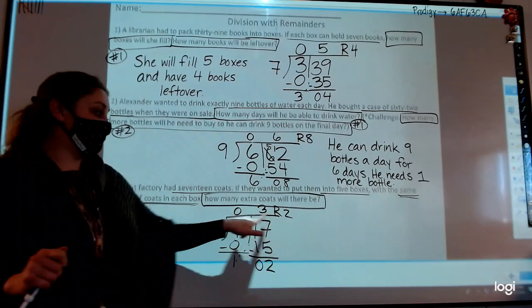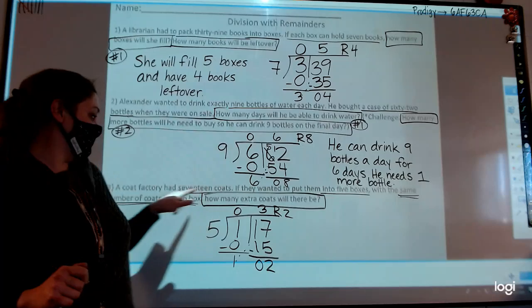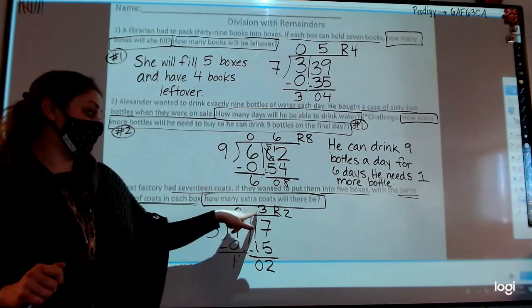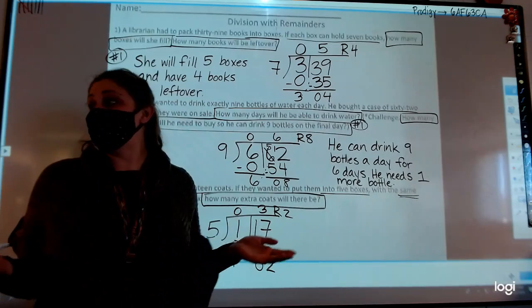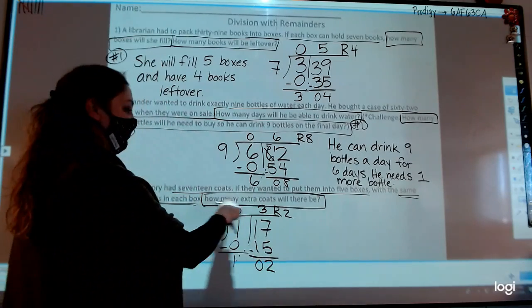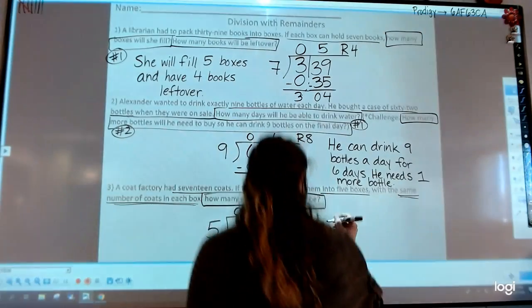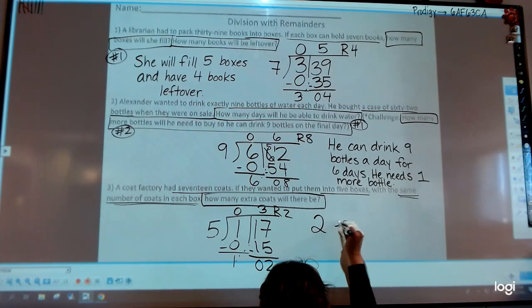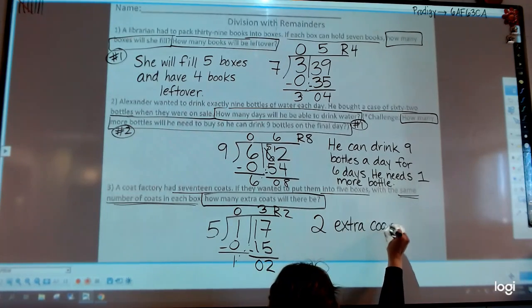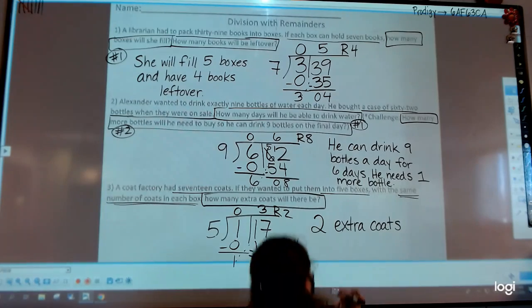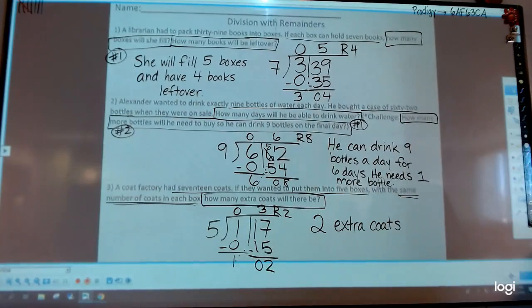Okay, so there's 17 coats. We could make 3 boxes of 5 coats, and then there's 2 coats that are just sitting by themselves, right? They're left over. How many extra coats will there be? 2. 2 extra coats.